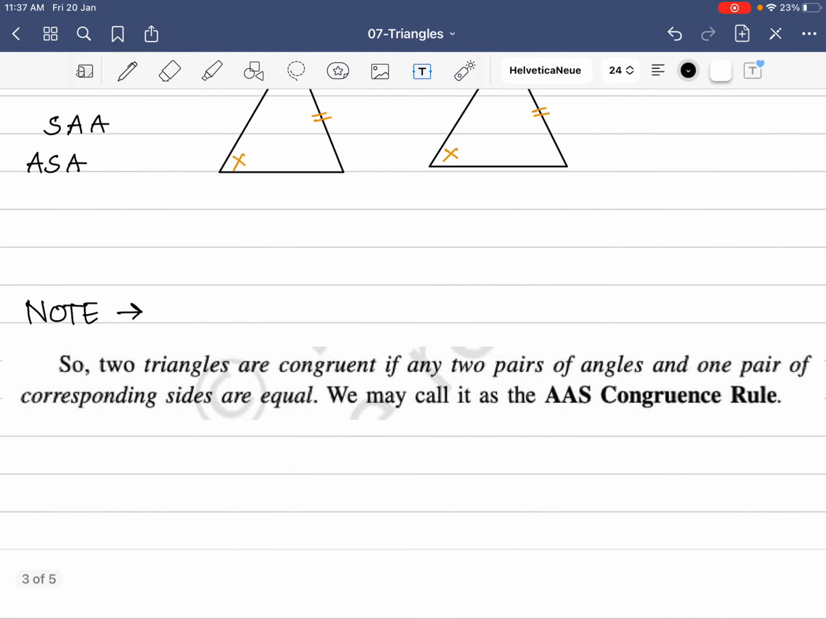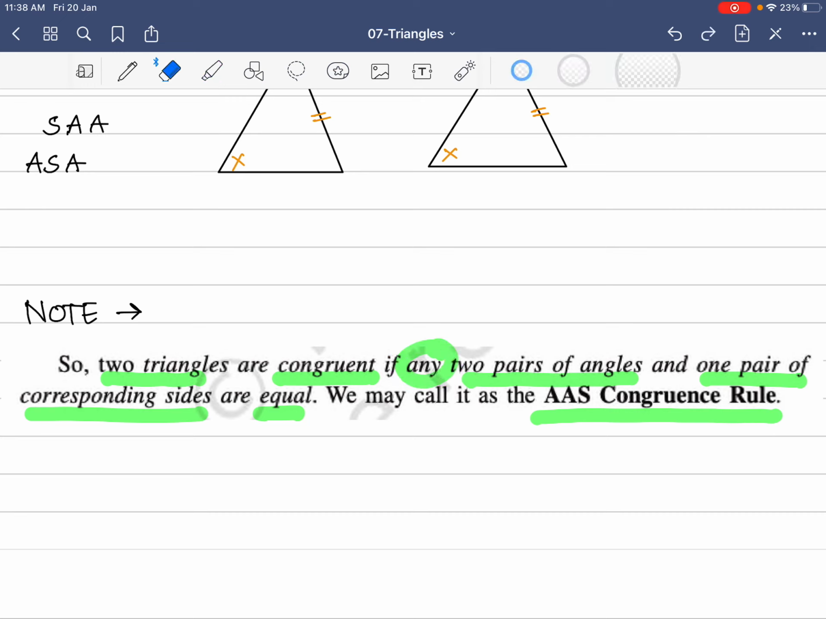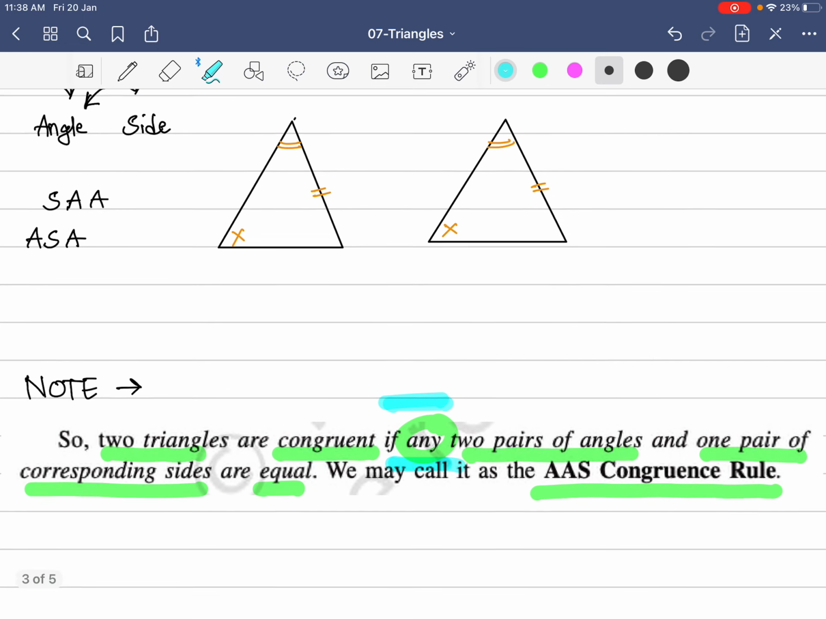Yes, let me zoom out. Let's read it. Two triangles are congruent if any two pairs of angles and one pair of corresponding sides are equal. We may call it the AAS congruence rule. Again, the keyword here is any. Any two pairs of angles and one pair of corresponding sides should be equal.